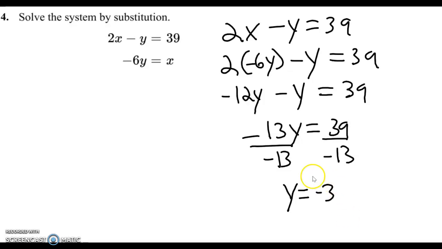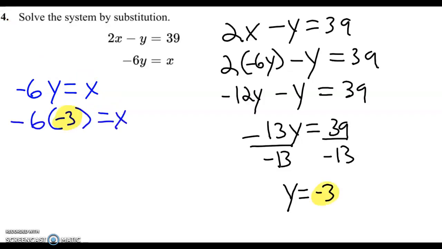All right, now I'm going to take that y is equal to negative 3 and plug it in. So I got negative 6y is equal to x, and I'm going to plug that in for y here. Can I plug it into this one? I could, but this one's easier to work. So I'm just going to plug it in.